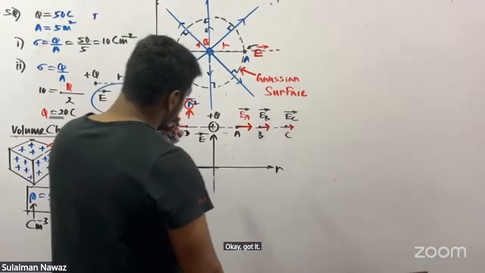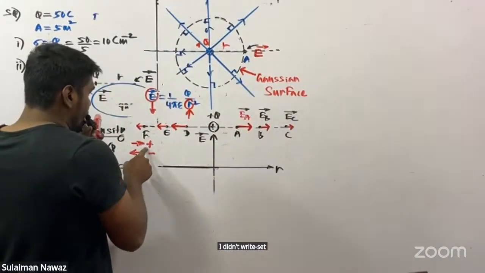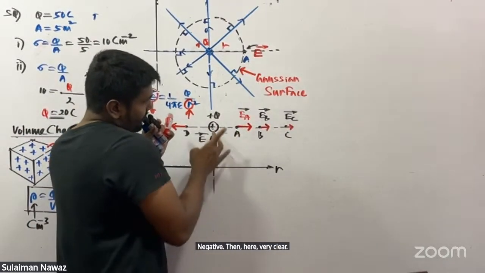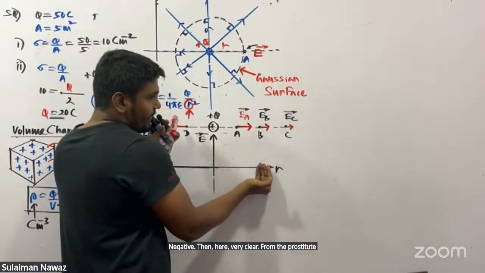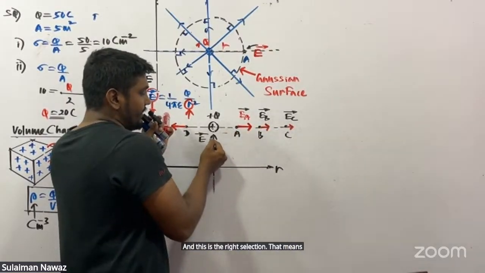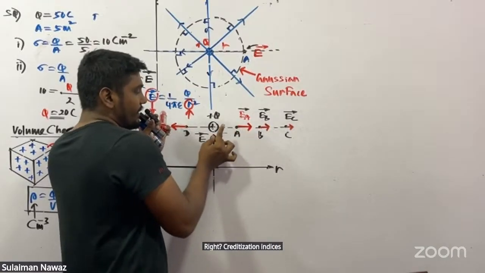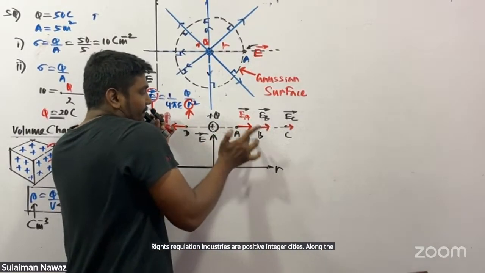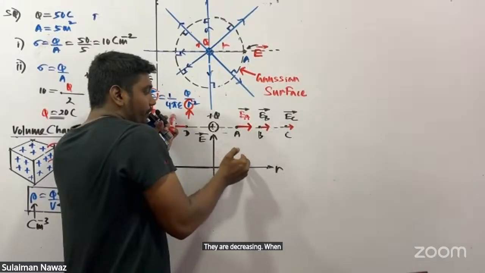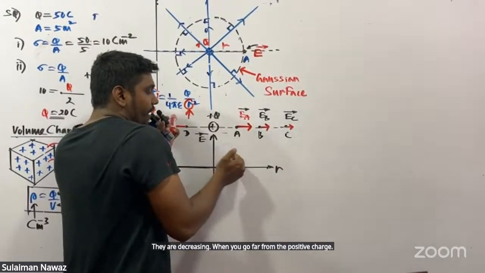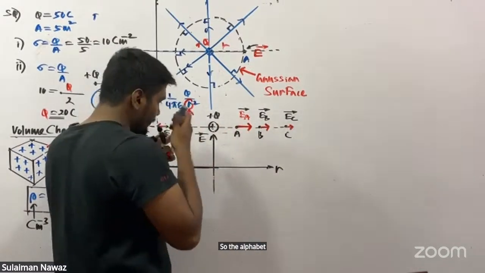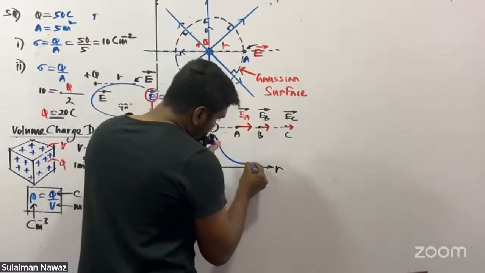Right side direction vectors are positive, left side direction vectors are negative. From the positive charge, the right side direction intensities are positive intensities. Along the distance, what will happen with this positive intensity? They are decreasing. When you go far from the positive charge, intensity is decreasing. So when you plot the graph, it looks like this.